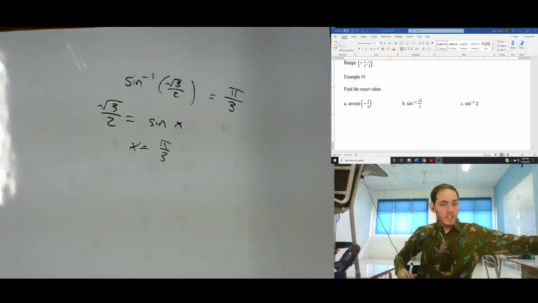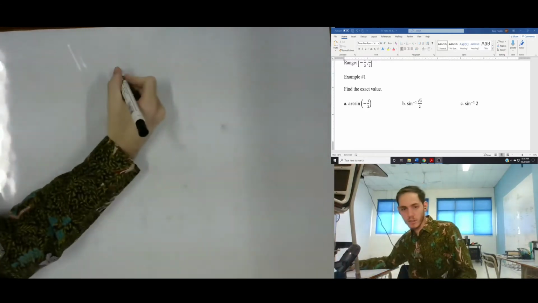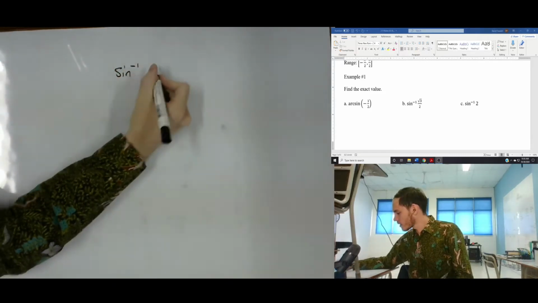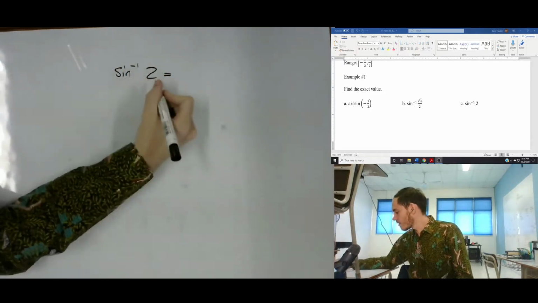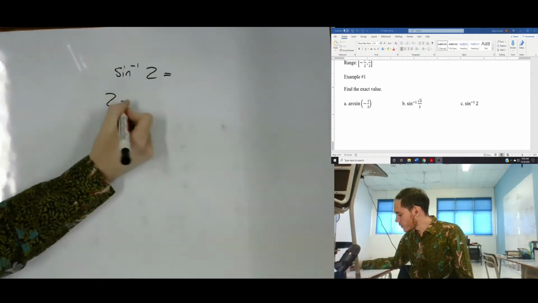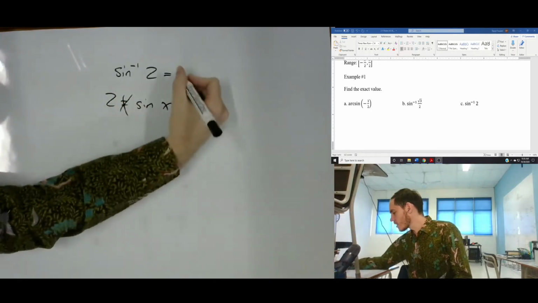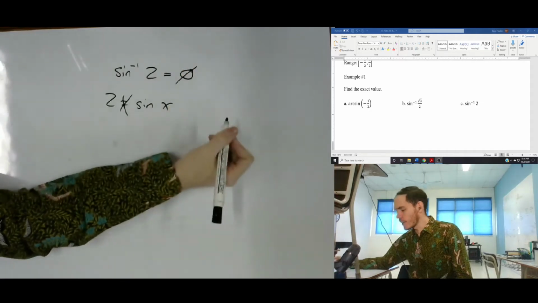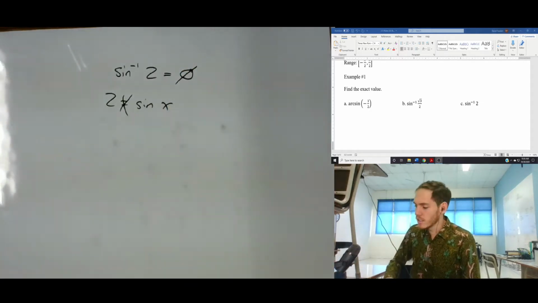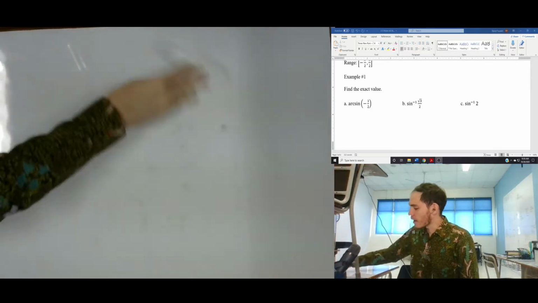Okay, let's do one more, and then we'll get into the other questions. Sine inverse of 2 will give us nothing, because when can 2 equal sine of x? Well, there's actually never a case, so there is no answer. It is outside of the range of sine.